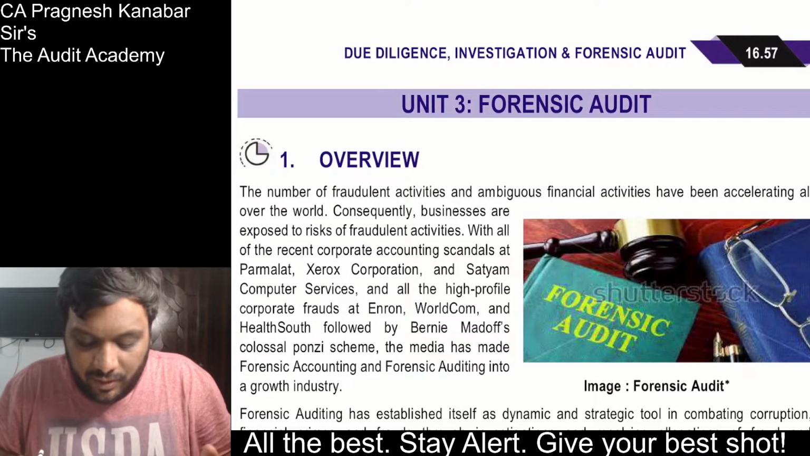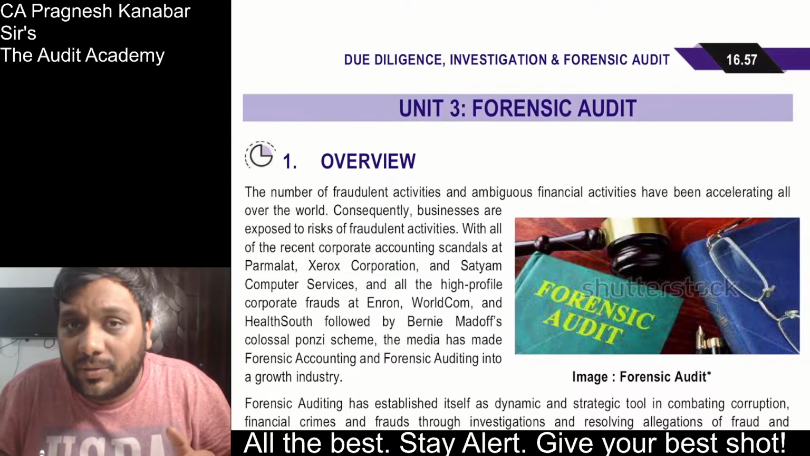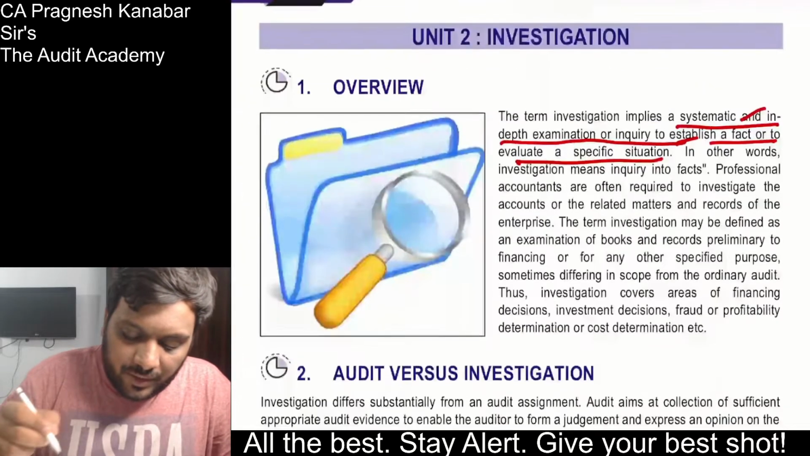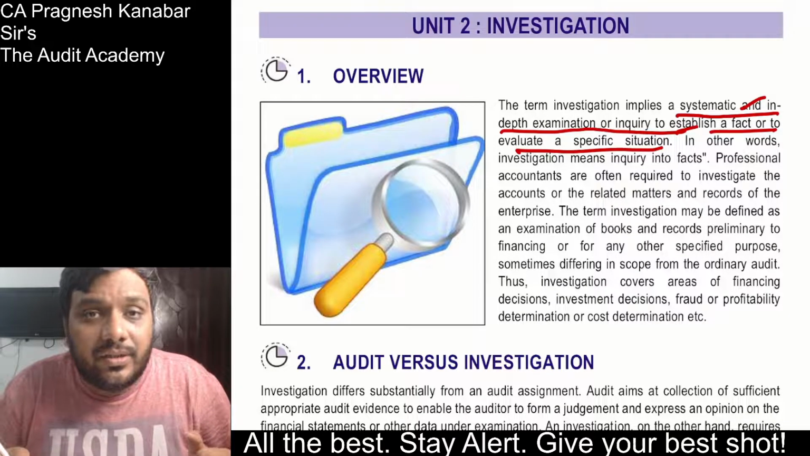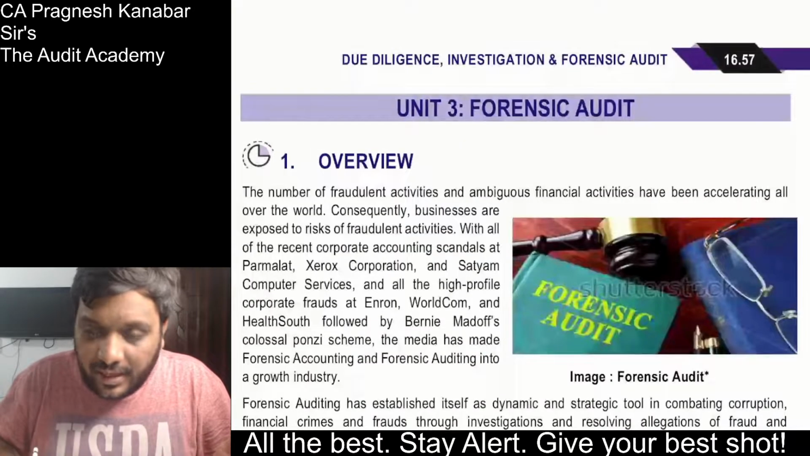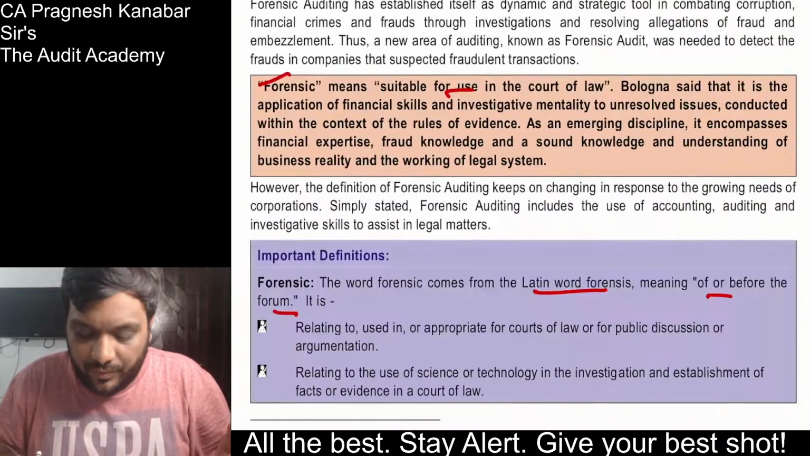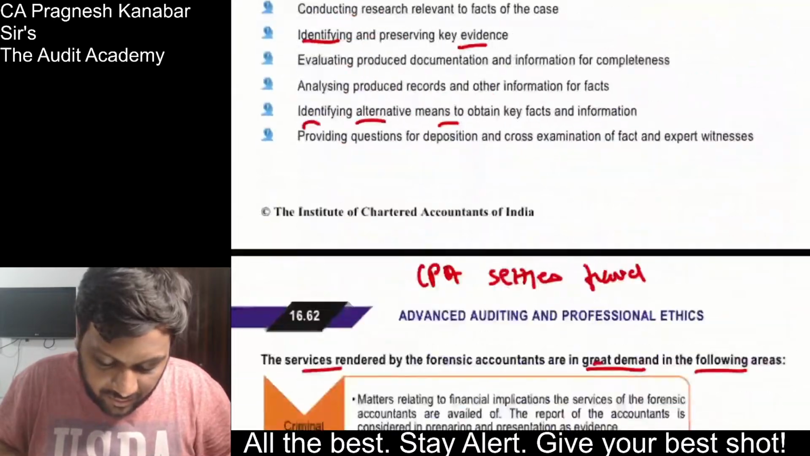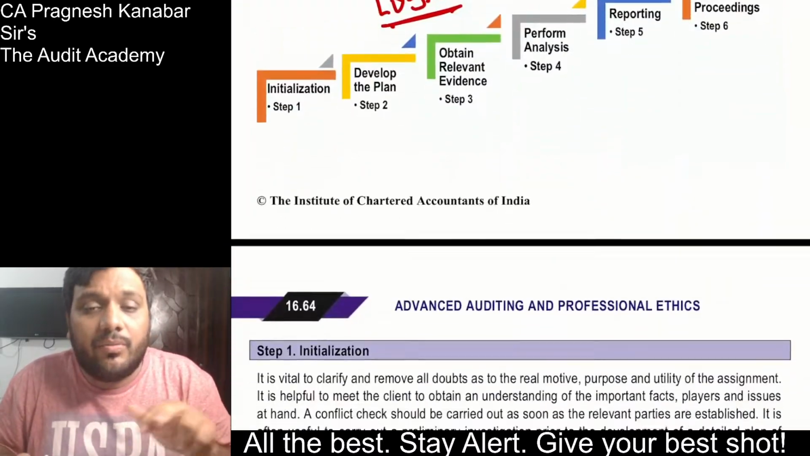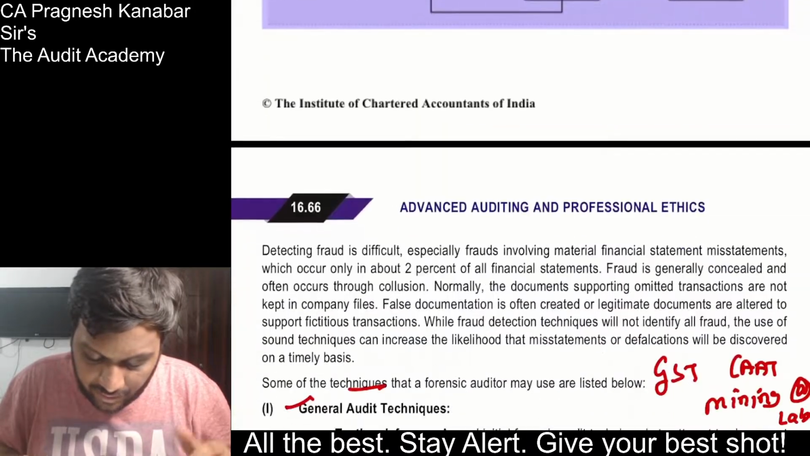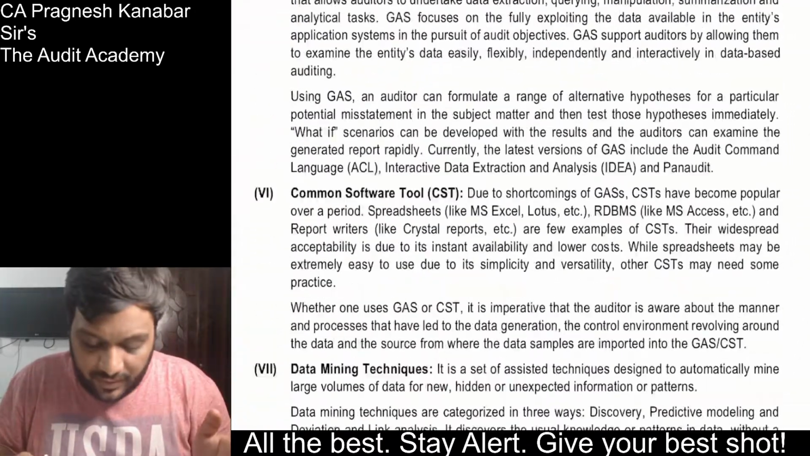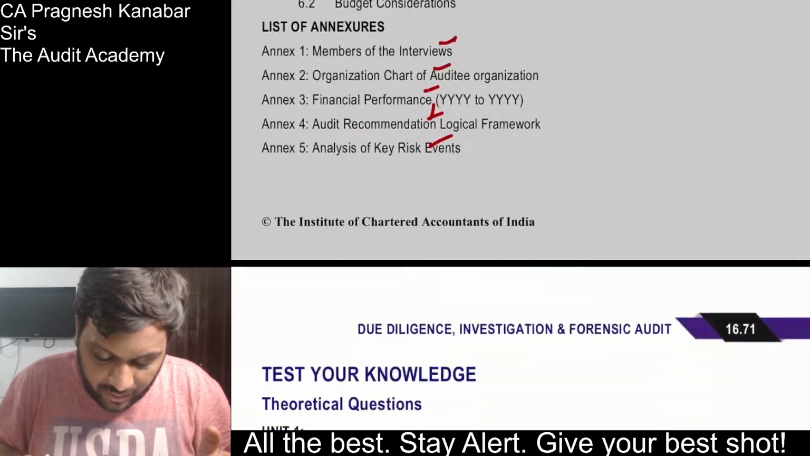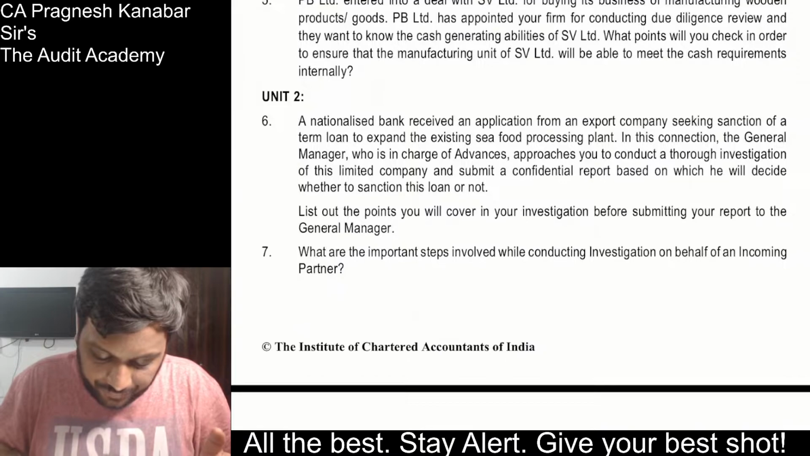So first we need to finish anything and everything that they can ask with respect to investigation, then due diligence, and then forensic audit. Now listen to me. When it comes to the investigation topic, mostly the kind of questions that we have seen in past attempts are case study based questions. Let me show you the question bank. In this module chapter, unit 2 is investigation. First they have discussed due diligence, then investigation, then forensic audit, whereas I discuss investigation first. Let me show you this question, unit 2.